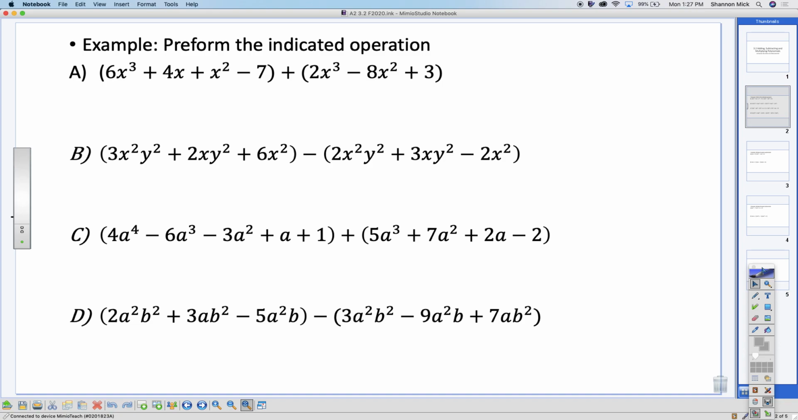Okay, so I have a 6x cubed. Is that my biggest power? Yes. Do I have another 6x cubed? Yes. So I have 6 and 2, I have 8x cubed. Then I should go squared. Minus 7, because I have 1 here and 8 here, so minus 7x squared. And then plus 4x.